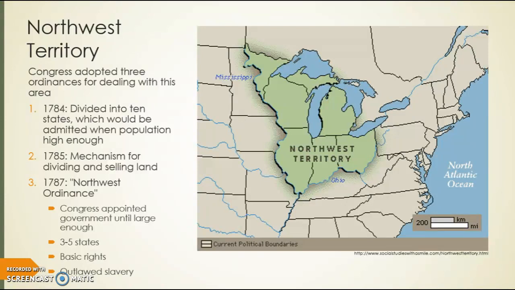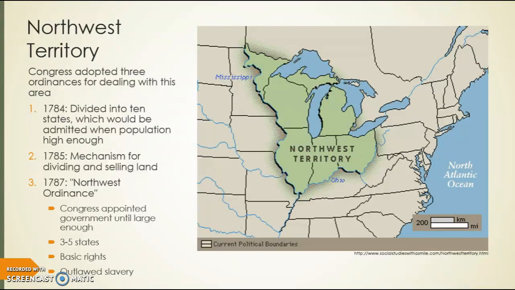It decided it would be divided into between 3 and 5 states, and as we know, it ended up being 5. And when the population of those reached 5,000 free adult males, they would get a legislature. When the population reached 60,000, they could apply for statehood. And in this area, they outlawed slavery.